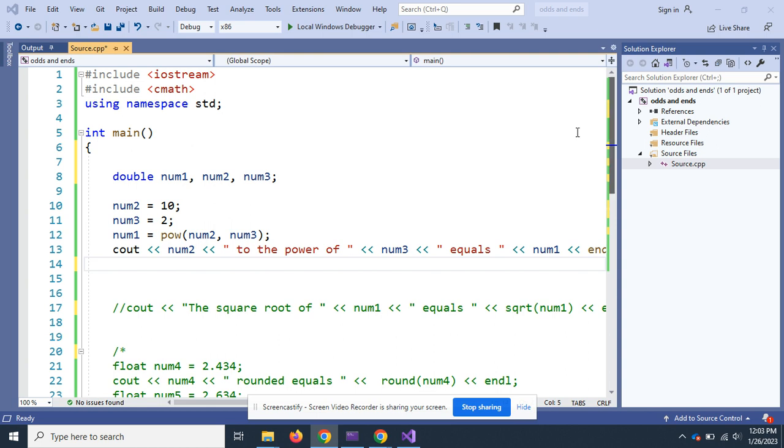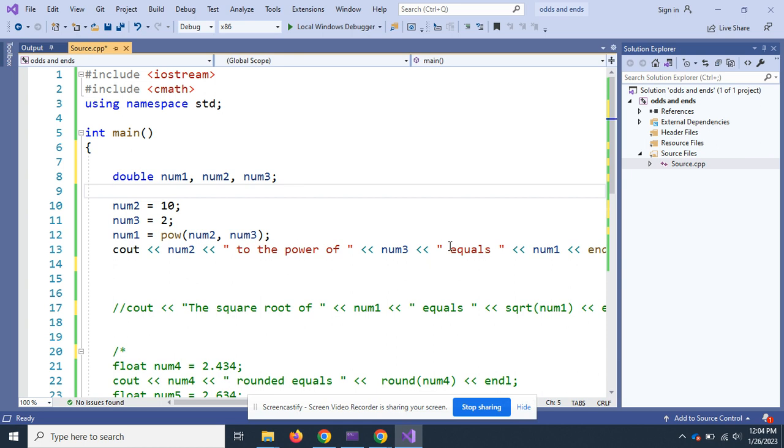All right. Look here on the screen. You can see that I made three doubles, num1, num2, num3. What I want to do is make 10 squared. So I've assigned the value of 10 to num2 and 2 to num3. And you're going to use the POW function. It's written into CMath. Matter of fact, everything I show you today is in CMath.